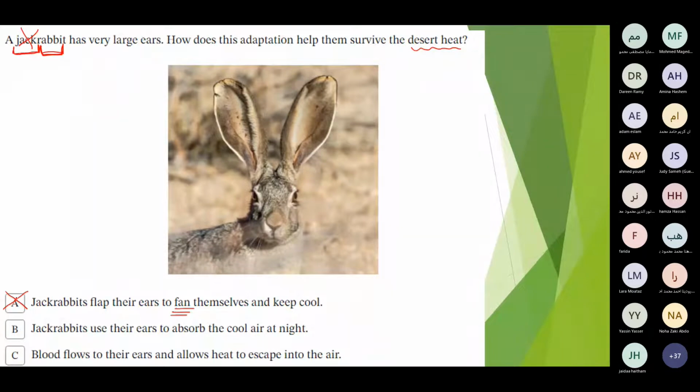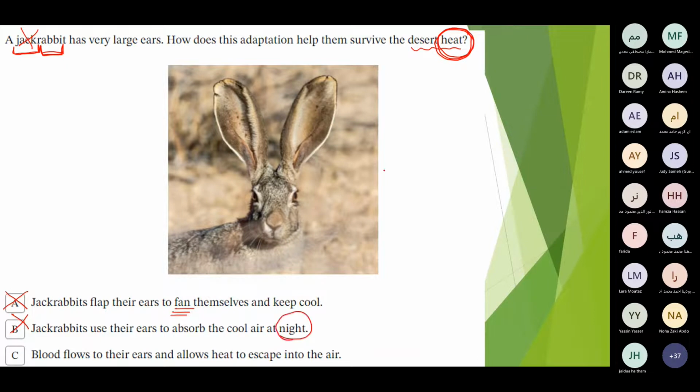Yes, read it. Jackrabbits use their ears to absorb the cool air at night. Of course, no. Of course no, because it's not logic برضو. Yes, لأن هو بيقول لك desert heat والheat ده بيبقى at night ولا at day؟ At day. حلو. بصوا يا حبايبي دلوقتي we are doing another skill. احنا دلوقتي بنعمل طريقة تانية عشان نفهم الأسئلة والأجوبة.